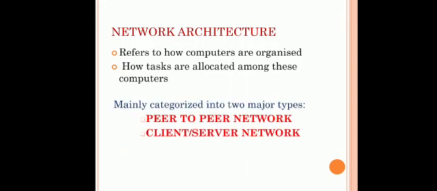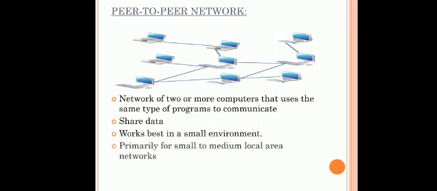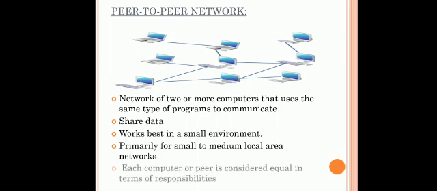So we have mainly two types: peer-to-peer network and client-server network. In a peer-to-peer network, all the devices have the same kind of responsibility and there is not one single computer that controls each and every resource. All the devices share data with each other. This kind of network works best in a small environment where you have to connect just 9 or 10 computers with each other, and local area networks use these kinds of networks.